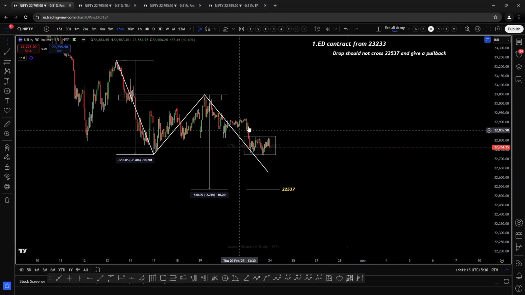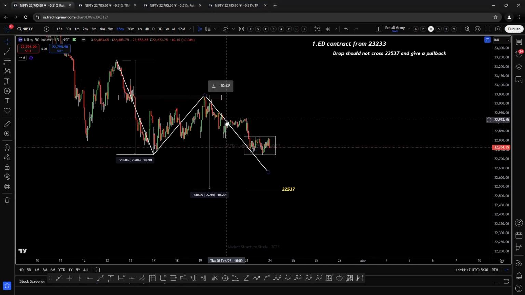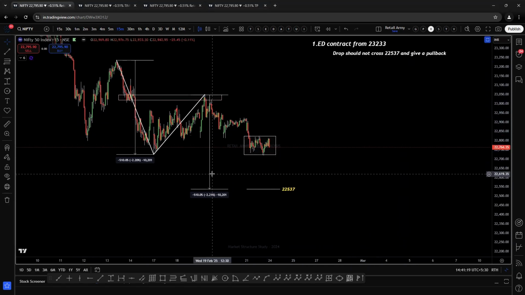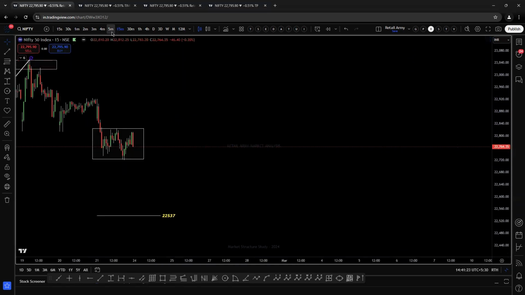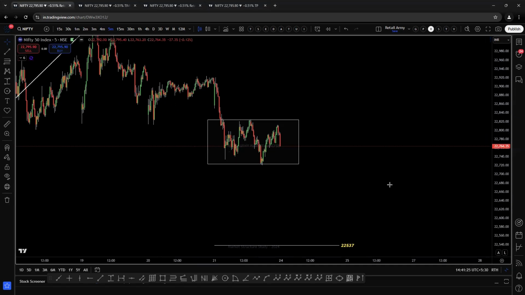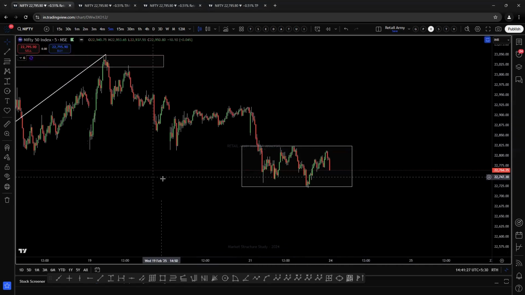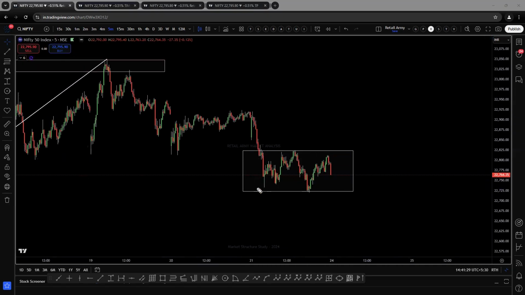Simple. Now, the fall. If I analyze this fall, we're talking about reverse engineering, right? Reversing the counts. If you look at this fall very closely, I'm going down to a 5-minute chart. If you look at this fall, this is an irregular flat.